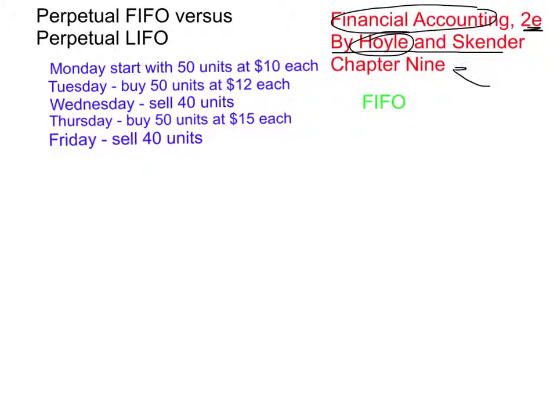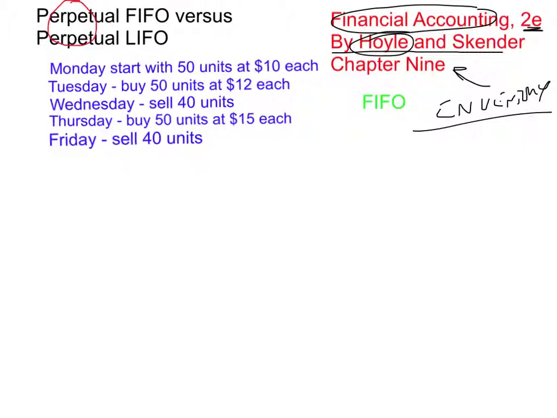This video looks at chapter number 9, and the purpose of chapter 9 is to talk about inventory. And so we're going to have a lesson here for a few minutes on inventory. The lesson is going to focus on two things. First, it's going to focus on a perpetual inventory system.